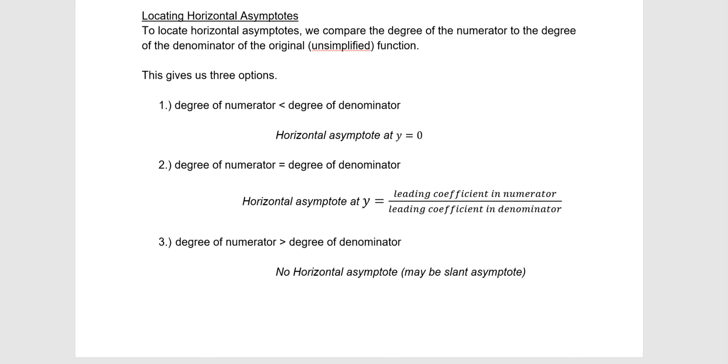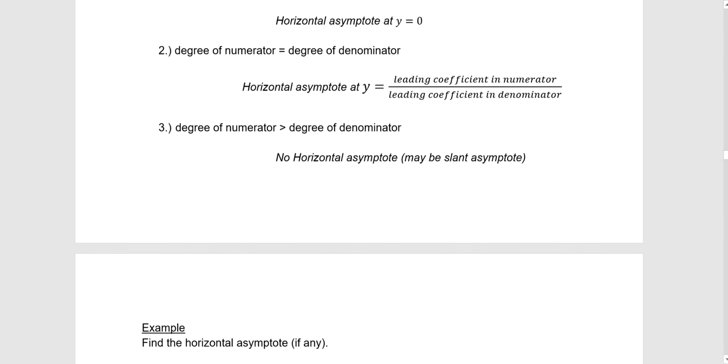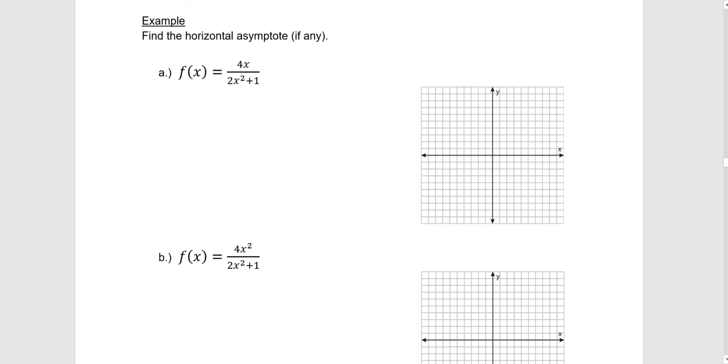And lastly, if we have the degree of the numerator larger than the degree of the denominator, that means there's going to be no horizontal asymptote, but notice I put there may be a slant asymptote, which we'll get into in a minute. Okay, so let's do 3 examples here.